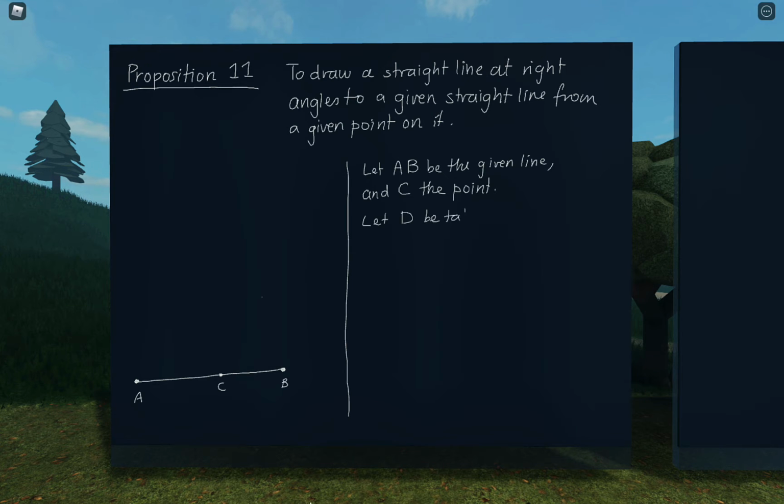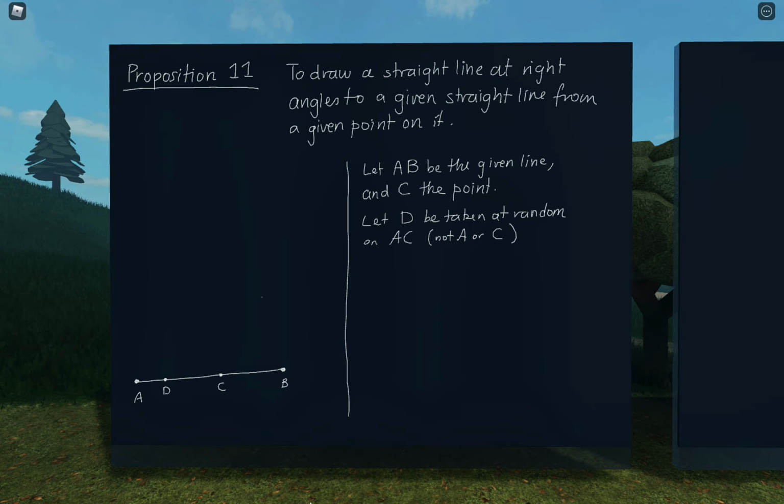Let D be taken at random on AC. You might say, well, why can't it just be A or C? In that case, the triangles we're going to invoke in a moment would be degenerate. So it's sort of implicit that it shouldn't be the endpoints.